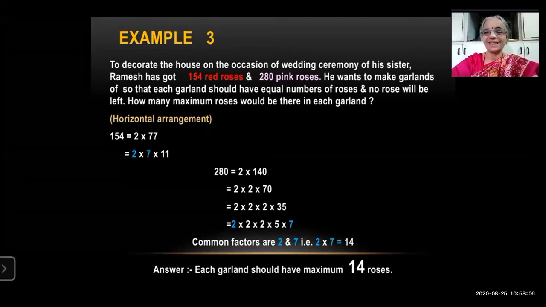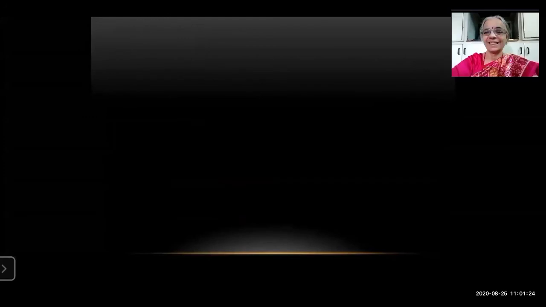And so my answer. Children, for a word problem, always write the answer in a sentence. Each garland should have a maximum of 14 roses. Correct? So children, in our day-to-day life, as you watched in the Diksha video, we use this. But now we know one method, the factorization method, to find out the highest common factor. Now, the next thing.